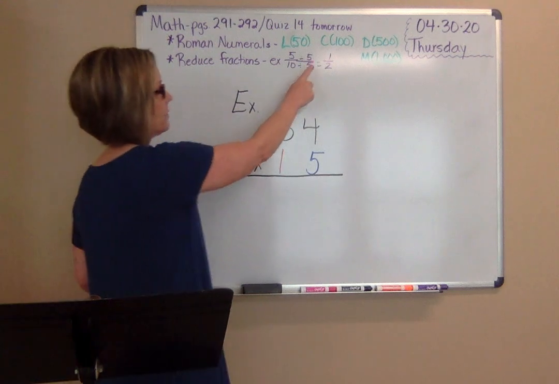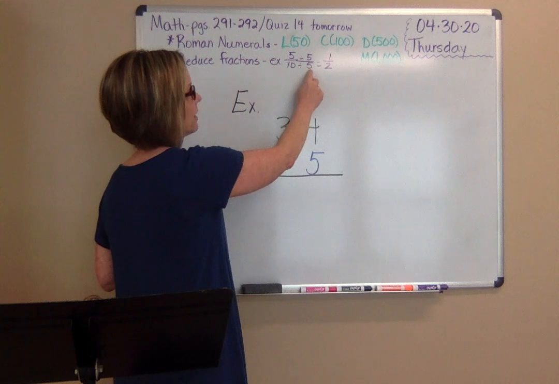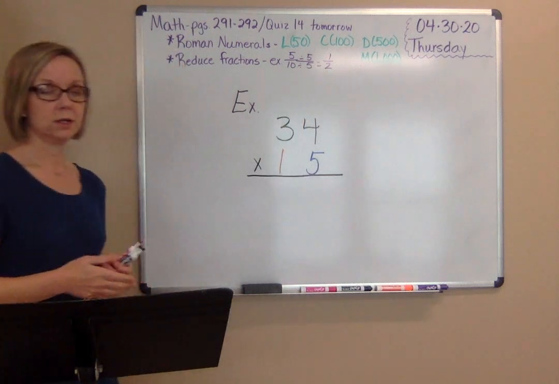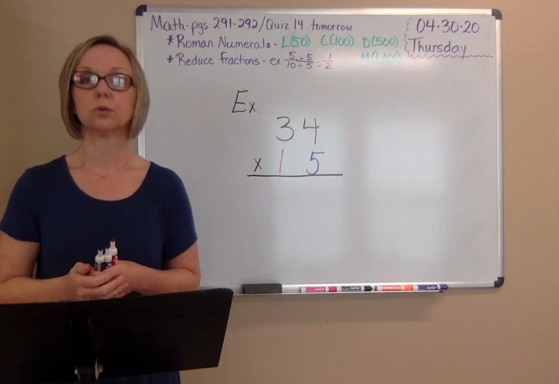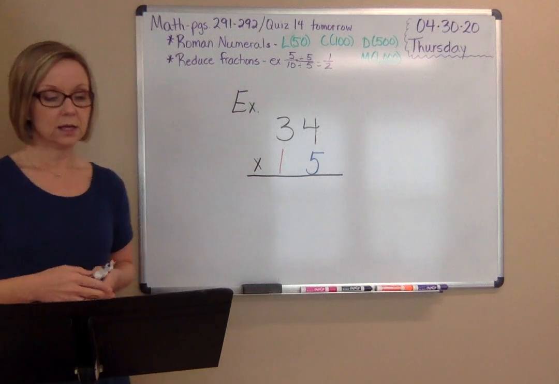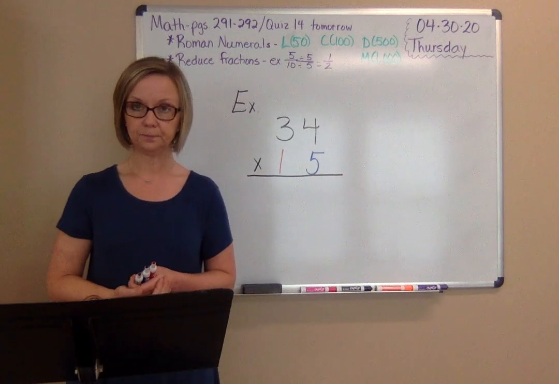So here it's 5 over 5. 5 divided by 5 equals 1. 10 divided by 5 equals 2. So just don't write the 5 in the blank tomorrow. You need to actually reduce. All right? So with that being said, let's go ahead and go to page 291.